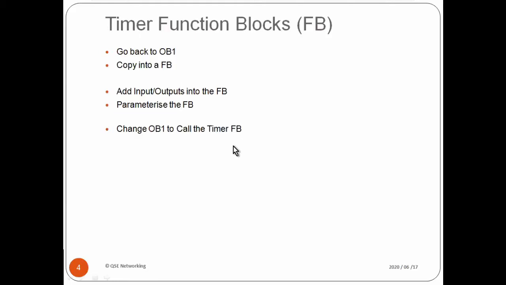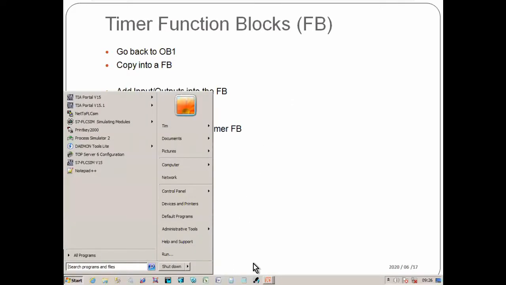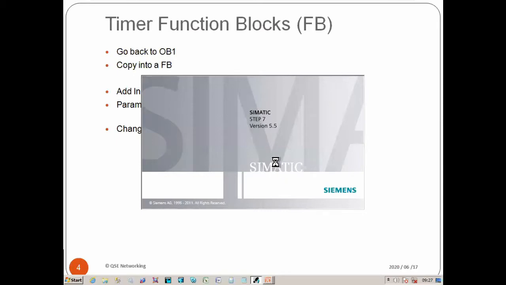Right, timer block. Okay, so we're going to go back to our OB1 in the PLC. We're going to look at that timer circuit that we created, and create a function block out of it, so we can put inputs and outputs on the function block and parameterize it, and we can see if it still works the same. So I'm going to start Siemens Step 7.